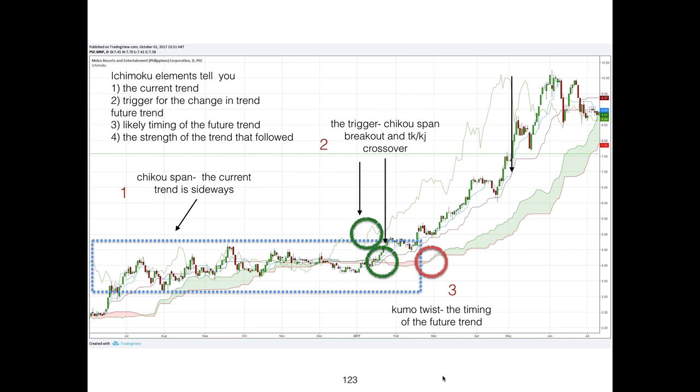So by timing, when you see that Kumo twist happened here at number 3, the price also started trending above the green Kumo. So this signals the start of the trend. The Kumo twist signals the start of the bullish sentiment or the start of the trend. The fourth, Ichimoku also told you the strength of the trend that followed because prices trended above the Kijun-sen line. We know that it is medium-term bullish and is supported by a thick Kumo and therefore a strong uptrend.